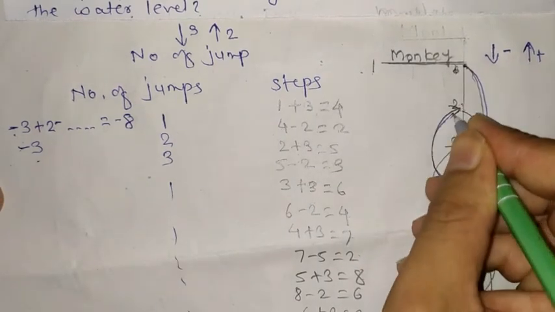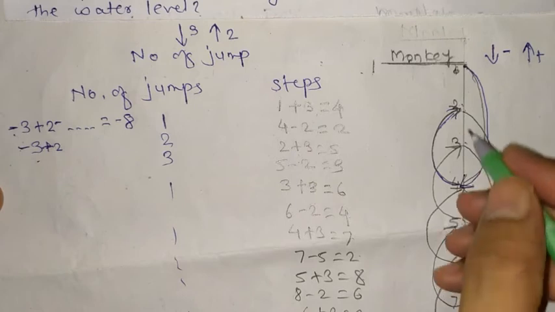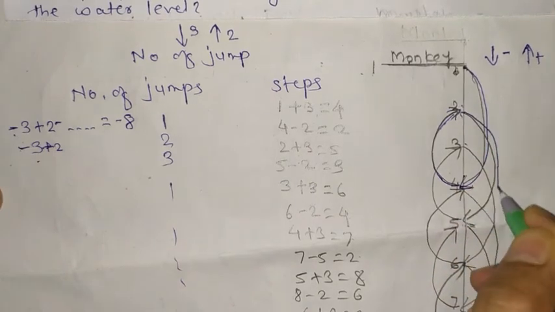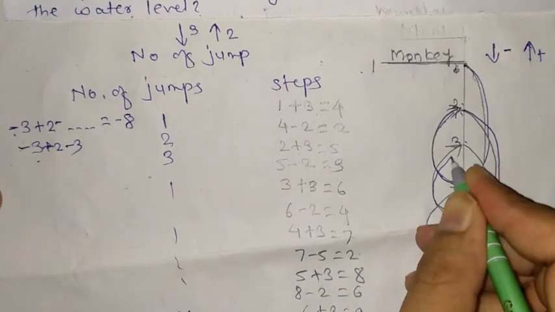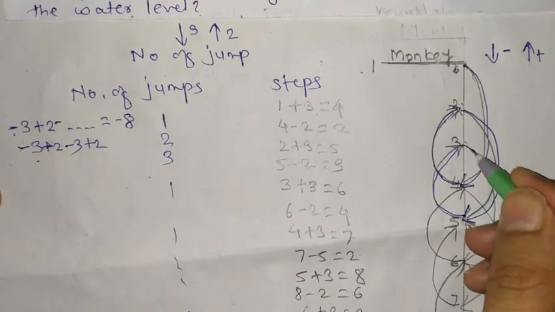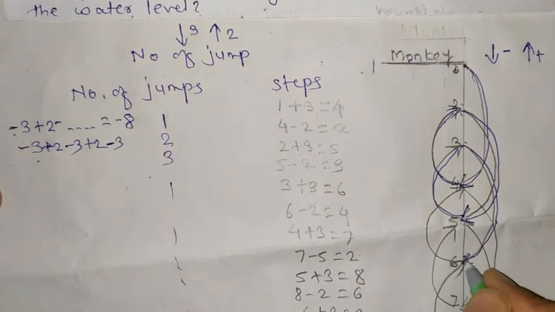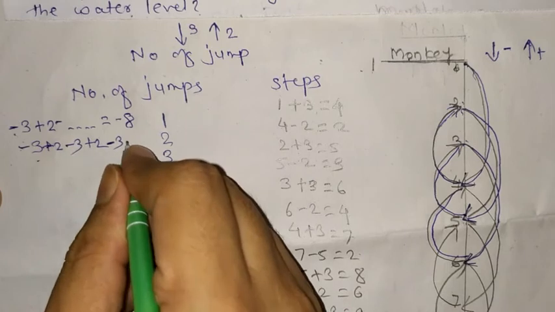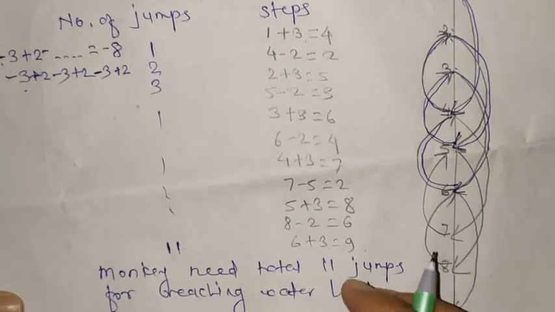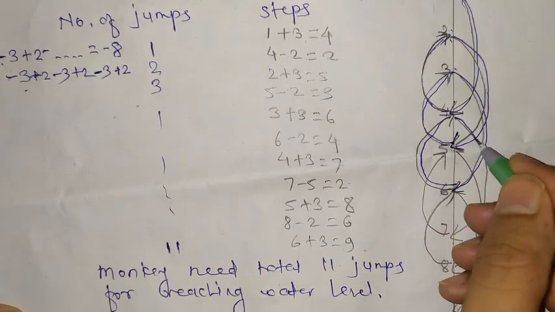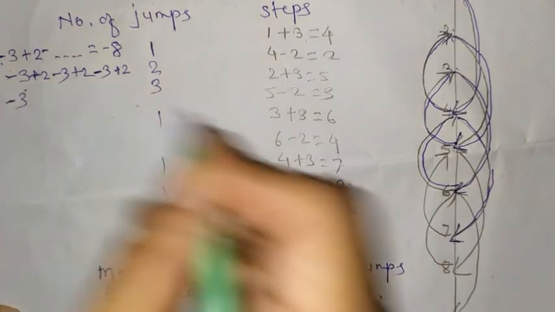Then the monkey is going upside, means +2. In this way you write all the values. Now here the monkey again goes downside, it means -3. Then the monkey goes upside, so +2. Then again the monkey goes downside by 3 steps, so it is -3. Then it goes upside, so +2. Upside means +2. Then again the monkey goes downside by 3 steps, so it is -3. Downside means -3.